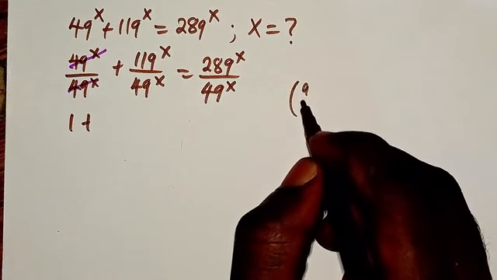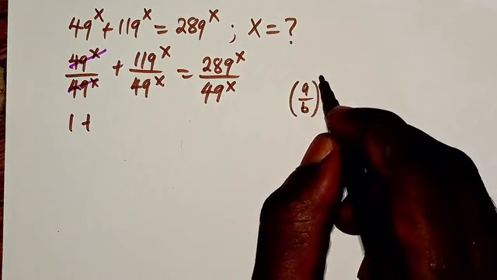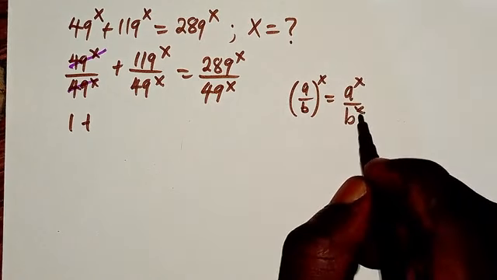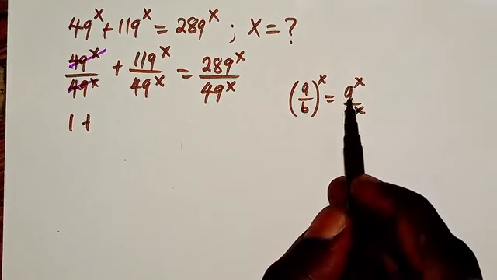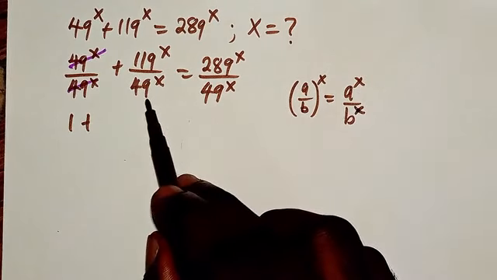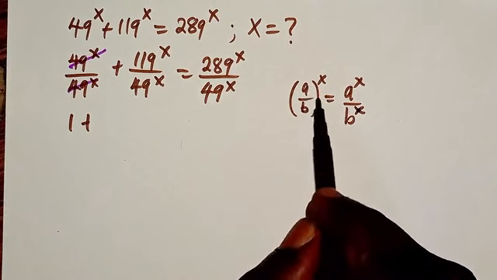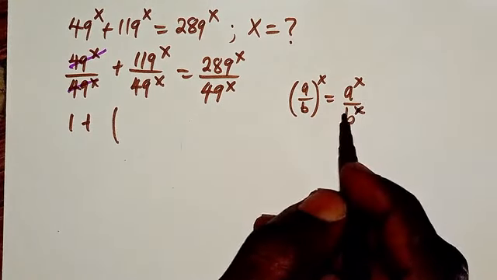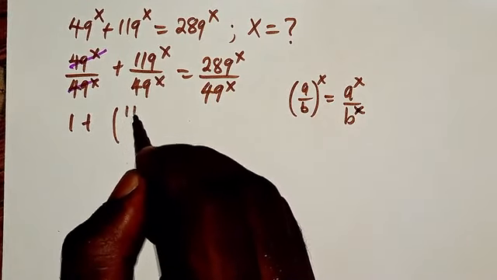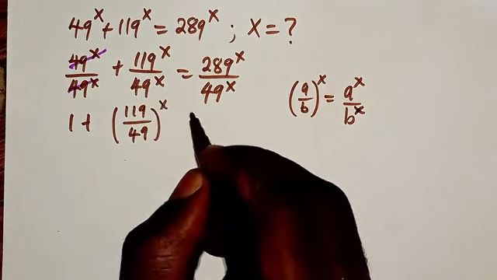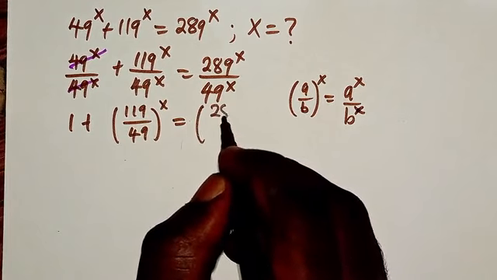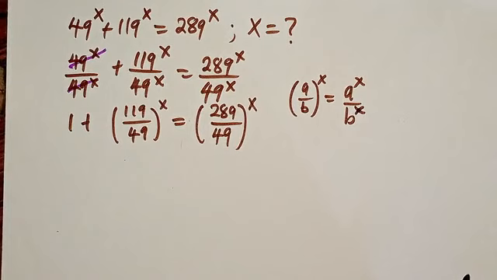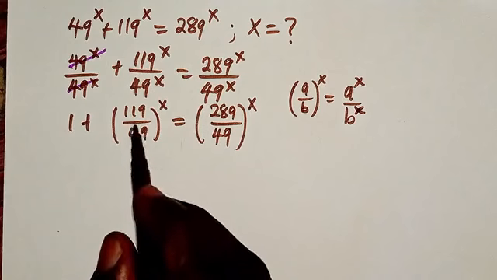So we have a law that says whenever you have (a/b)^x, this can be a to the power x over b to the power x. That's from the law of indices, right? So when you have a to the power x over b to the power x, we can put the parentheses and put the power on top. So we're going to write this in this form: 119 divided by 49 to the power x equals 289 over 49, then we put power x here. Are you following?